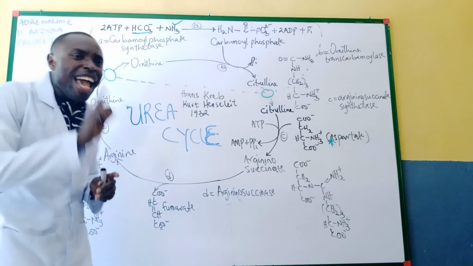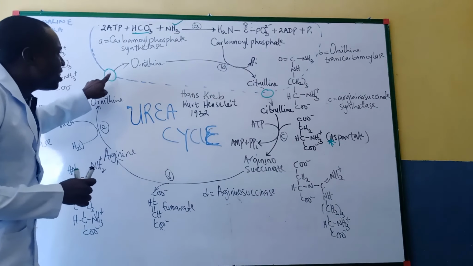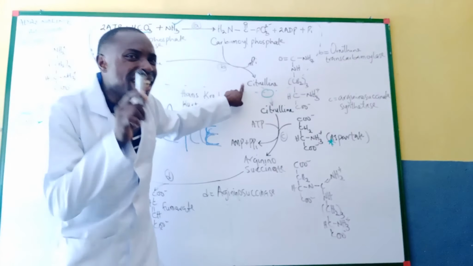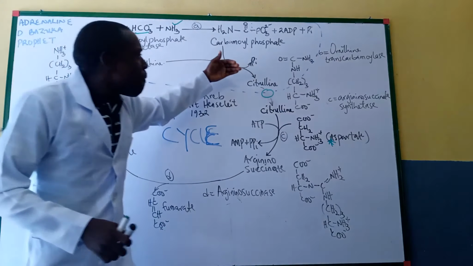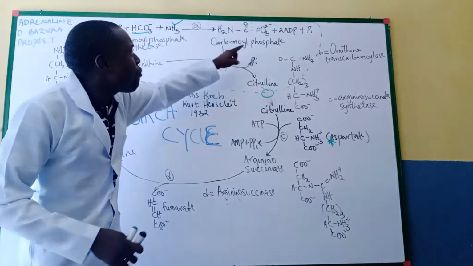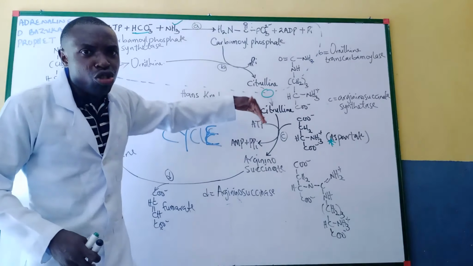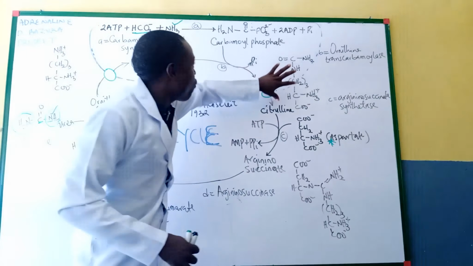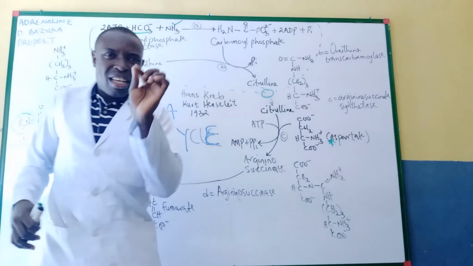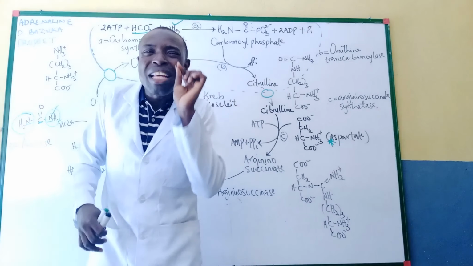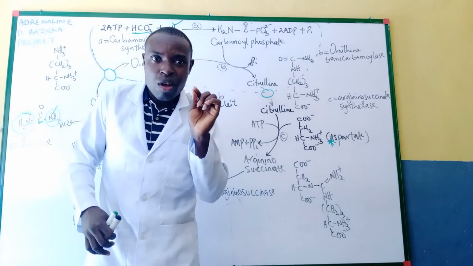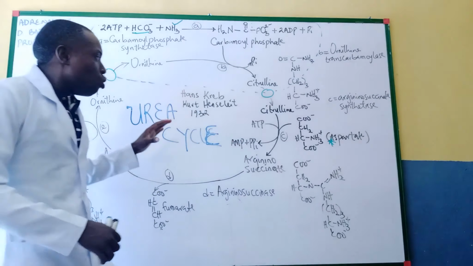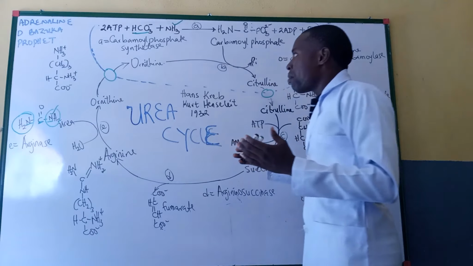You get me now? Take note that ornithine and citrulline, for them to be transported away from the mitochondria, will require a special transport system, which we will do our best to talk about.